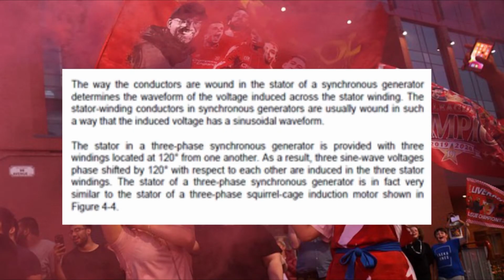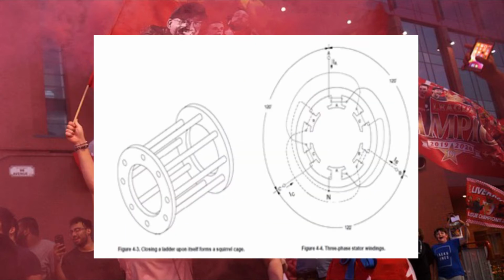The stator winding conductors in synchronous generators are usually wound in such a way that the induced voltage has a sinusoidal waveform. The stator in 3-phase generators is provided with 3 windings located at 120 degrees from one another.